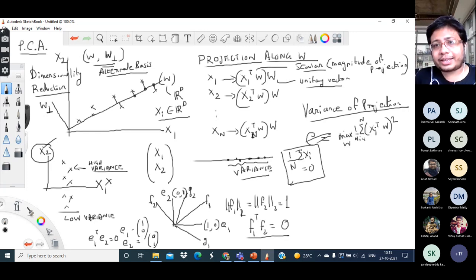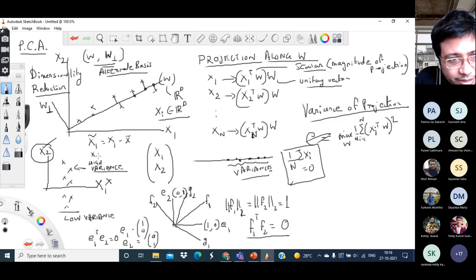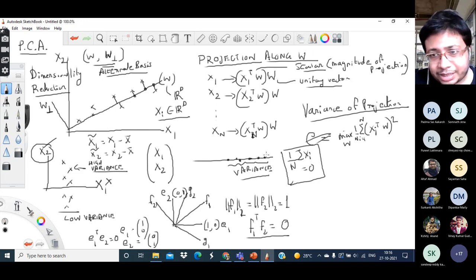If this is not the case, that is, the data is just what is in your hand, then you can always do this. You can replace the data x1, x2, etc. by x1 tilde, which is x1 minus x bar. Similarly, x2 tilde is equal to x2 minus x bar. Where what is x bar? X bar is the mean of all the data that is given to you.